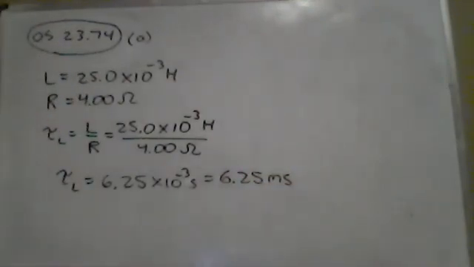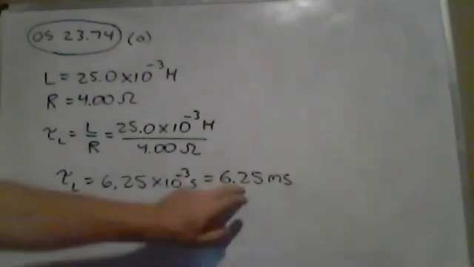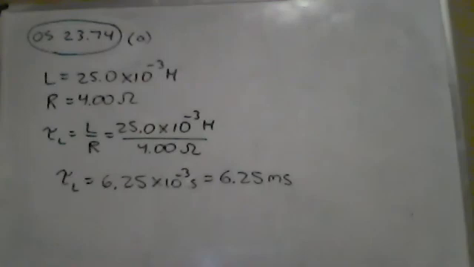This LR circuit's very, very rapid. I mean, in 3 time constants, roughly, you get about 97% of your full current. Well, 3 time constants is 3 times 6.25 milliseconds. I mean, that goes by like that, right? So this is a very fast RL circuit.